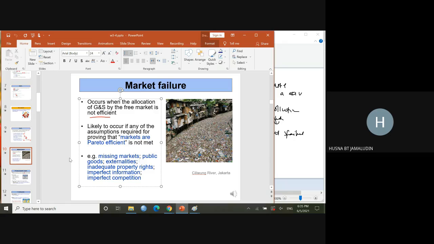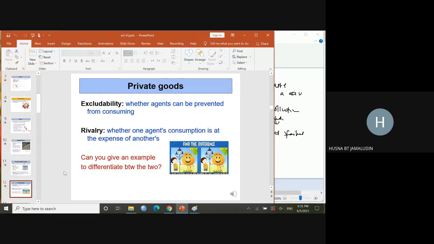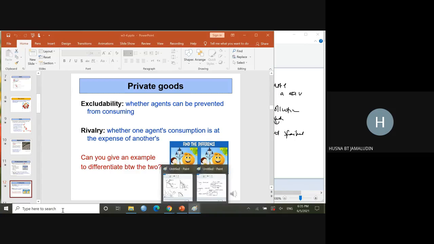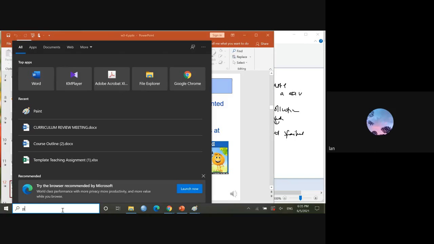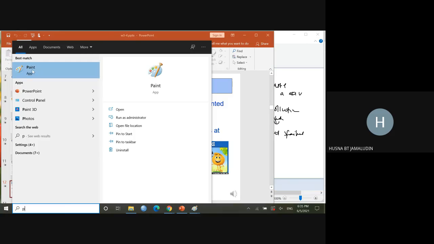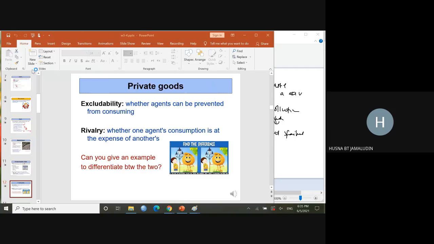Okay, so this is slide number 10. We still have 30 minutes to go before we stop for iftar. So slide number 12, private goods. Do you want me to explain what is private good? Do you know what is private good? Everyone? Halima, do you know what is private good? Yes, I know. So there is no need for me to explain what is private good, isn't it?